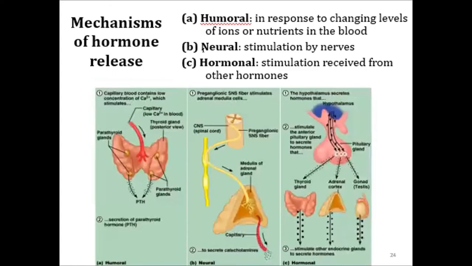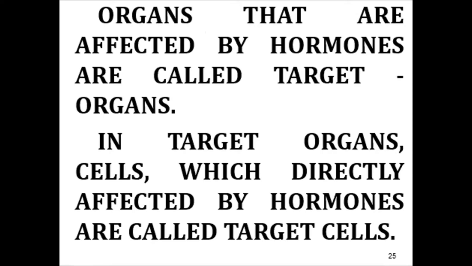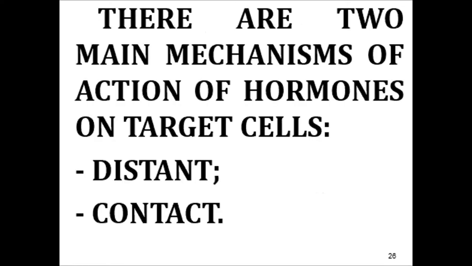There are humoral, neural, and hormonal mechanisms of hormone release. Humoral is in response to changing levels of ions and nutrients in the blood. Neural is stimulation by nerves, and hormonal is stimulation received from other hormones. Organs that are affected by hormones are called target organs. The cells in the target organ which are directly affected by hormones are called target cells. There are two main mechanisms of action of hormones on the target cells: distance and contact.